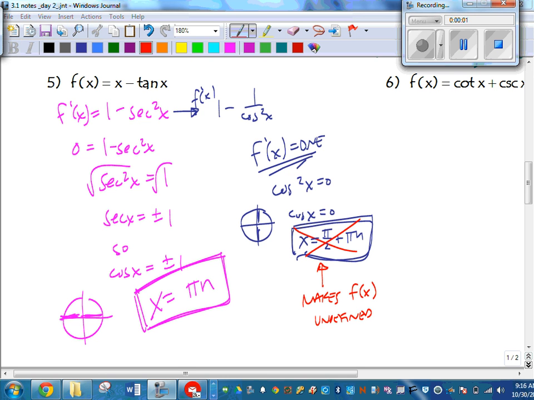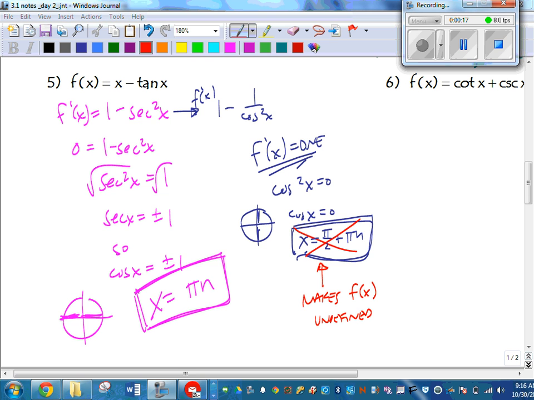Let's look at the pink part first, because I'm guessing most of you didn't do this blue part, and I'll explain that in a minute. So we take the derivative, we get 1 minus secant squared. So at first look, no fractions to worry about. So we just go ahead and set that whole thing equal to 0.